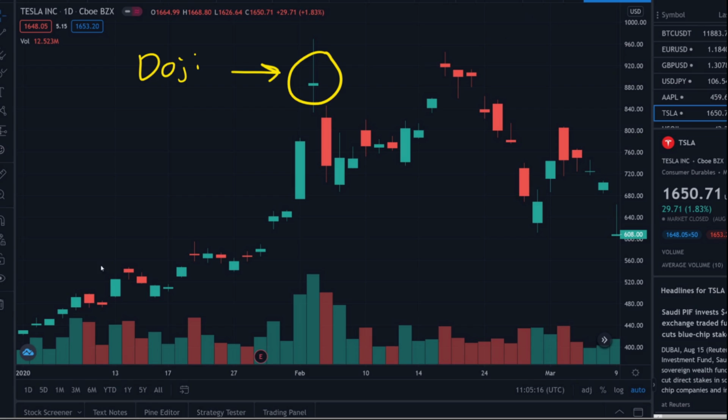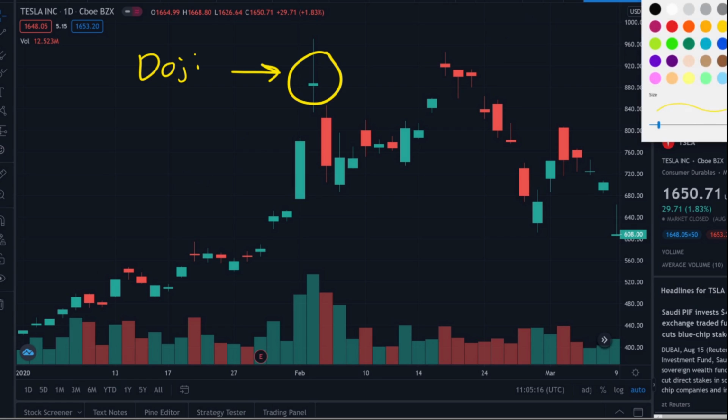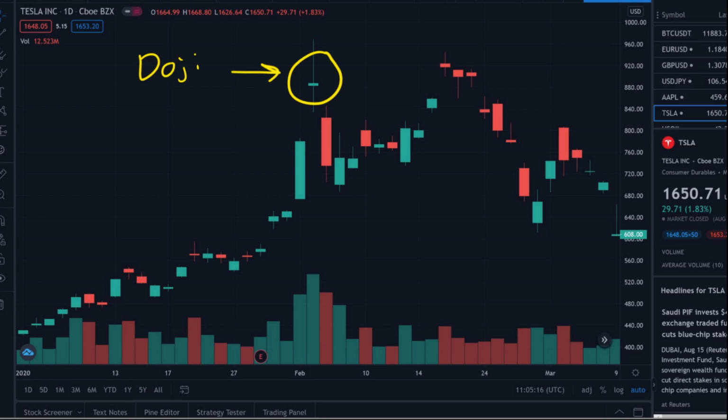All right, so first of all, let's take a look here. We have a stock here, which I think you all know about. This is Tesla right here. And a perfect example of a doji was back when it made highs in February. So we take a look at this candle right here. As you can see, this candle has an open and close at around the same level, but it does have a little real body.